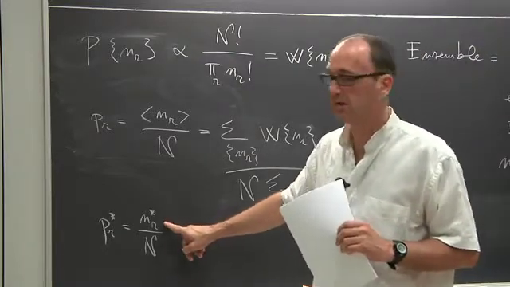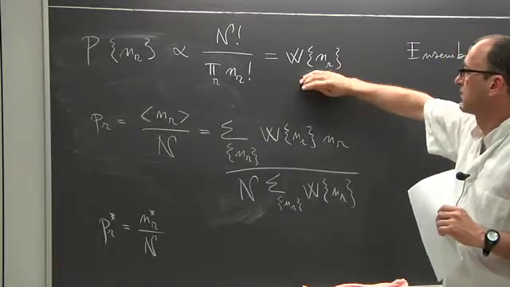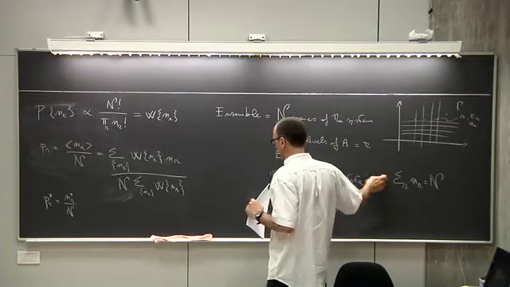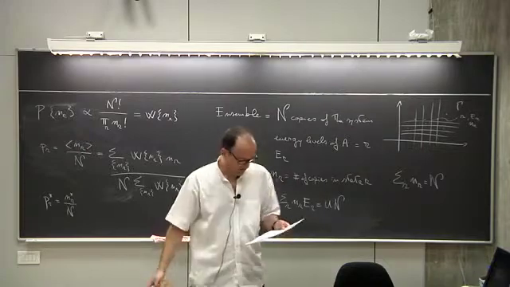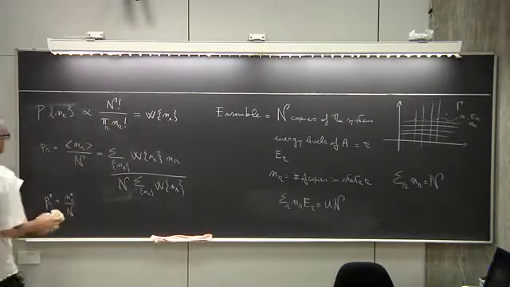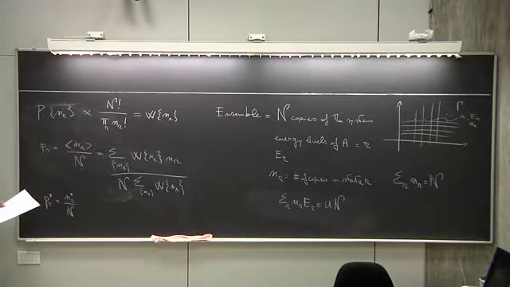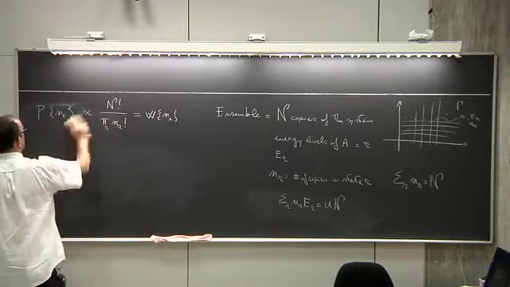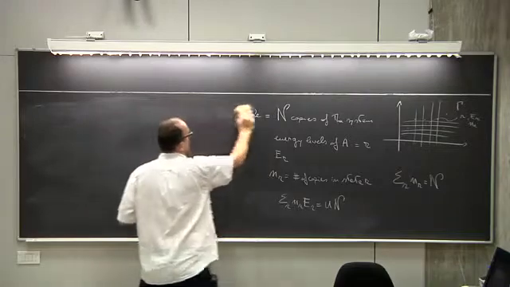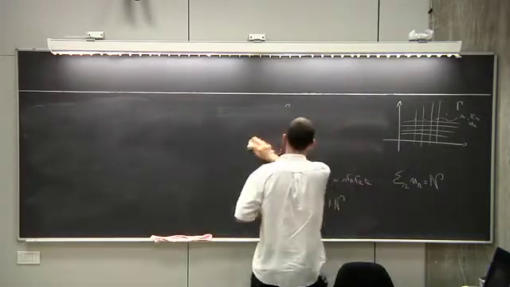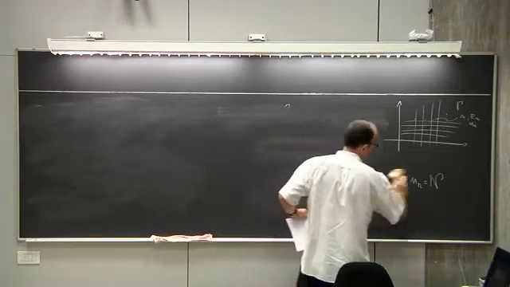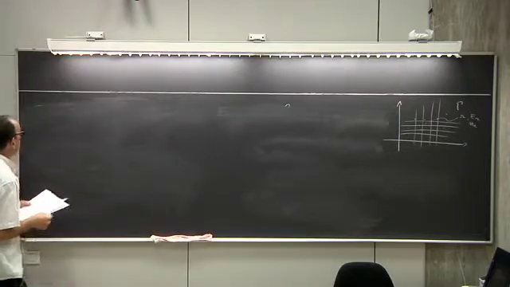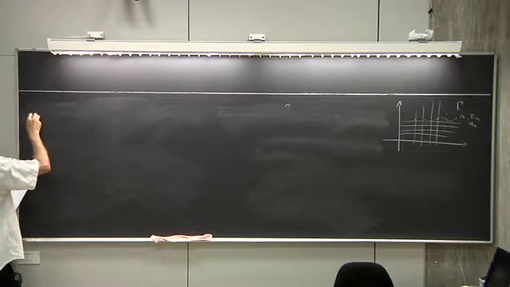No, it's not the mean. It's really what makes this number maximal under these two constraints. Okay. So let us start by computing the most probable distribution.